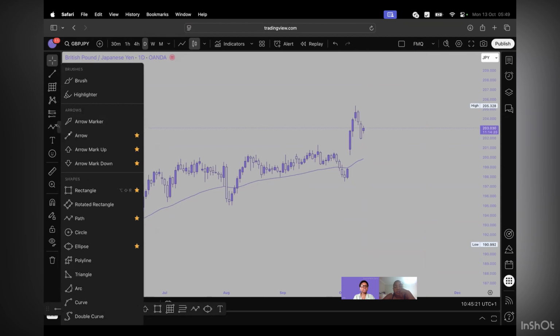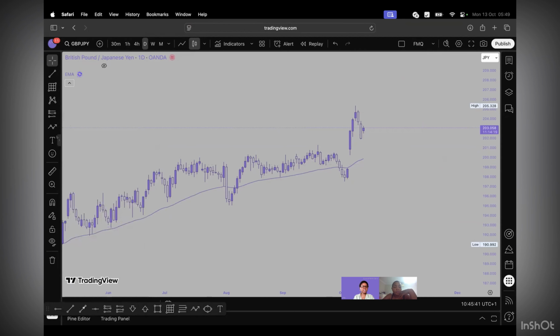So the next one is the brushes. I don't use any brush. I don't use highlighter. I don't use arrow marker. I use arrow, so that's why I starred it. I use this one, that's why I starred it. And I use rectangle, that's why I starred it. I use path, that's why I starred it. And I use ellipse, that's why I starred it. I'm going to show you where all these things that I starred are.